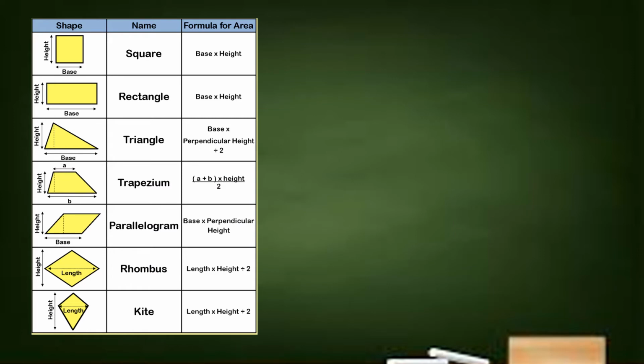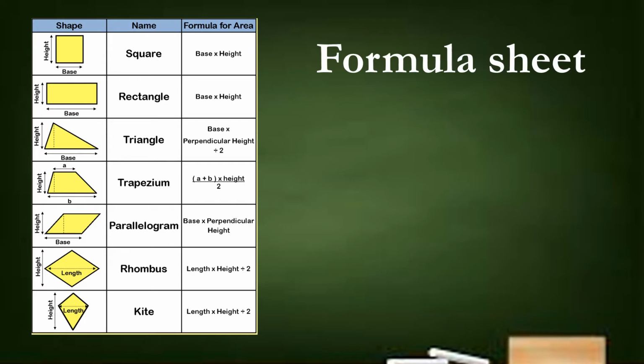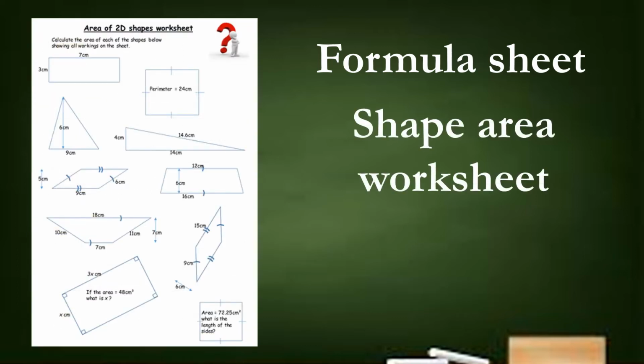Okay, so what we're going to be doing is using the formula sheet that I have supplied. It's a little bit different to the one on the screen. The formulas are basically the same but slightly different. And we're also going to use the worksheet that I have given you. Again, a little bit different, but still working out the area of shapes. And basically I'm going to give you 20 minutes to work through this worksheet.